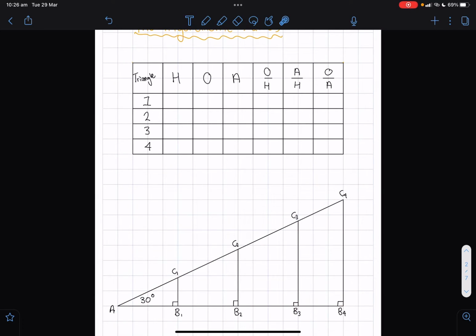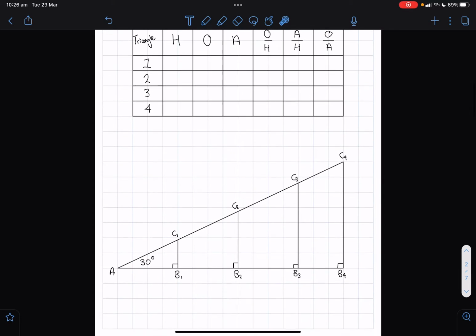And then once you have that, you can jump onto your calculator and calculate the opposite side divided by the hypotenuse, the adjacent side divided by the hypotenuse, and the opposite side divided by the adjacent. So we're finding the 3 different ratios, okay? Pause now, complete that, and once you're done, start the video again and I'll show you my filled out table, okay?